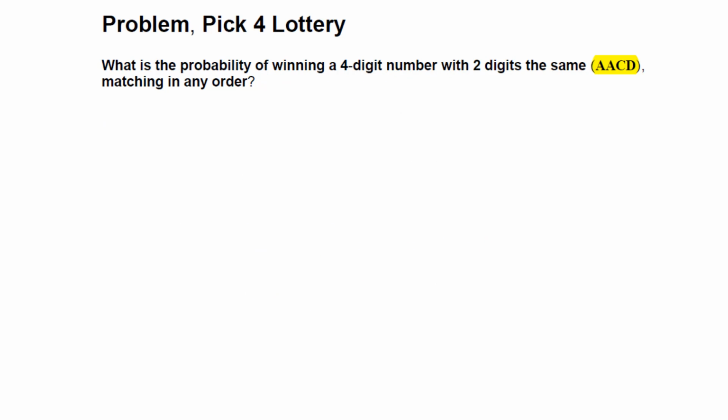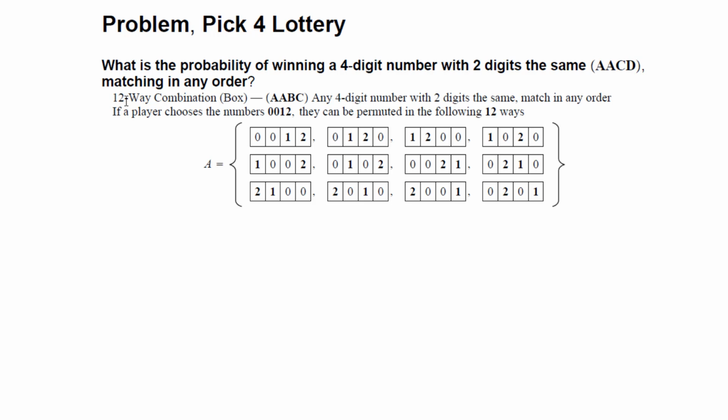Another question, what is the probability of winning a 4-digit number with 2 digits the same? So we have a ticket such as AACD, which could be like 7734 or 5567, whatever. And for such a case, they call it a 12-way box. I do not call it a 12-way combination because this is a 12-way permutation. But they can use it in general terms sometimes as a 12-way combination.